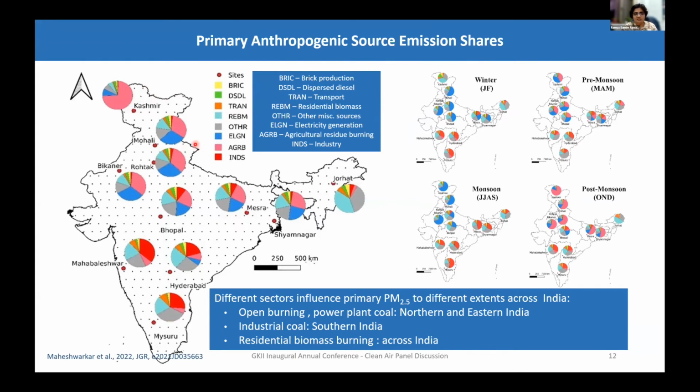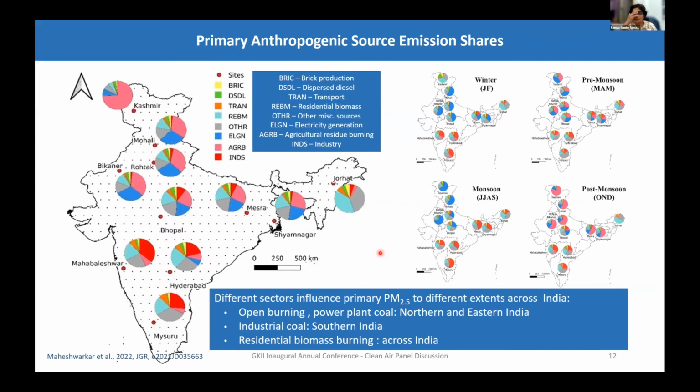The message here is northern and eastern India, open burning, agricultural residue burning is a fairly important component, whereas in southern India, industrial coal emissions seem to dominate on an annual average basis. And residential biomass, which is indicated in this grayish sort of blue, is prevalent across the country. There are, of course, differences in the sectoral shares as a function of the season.